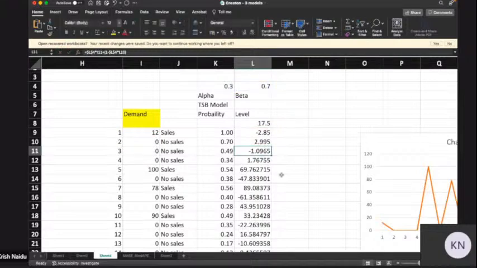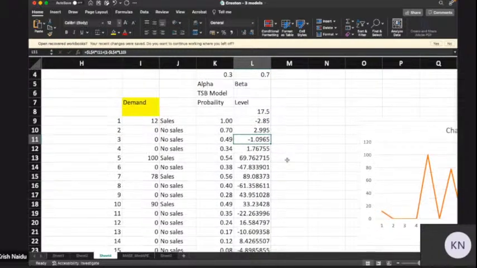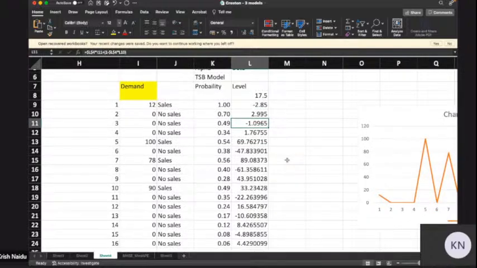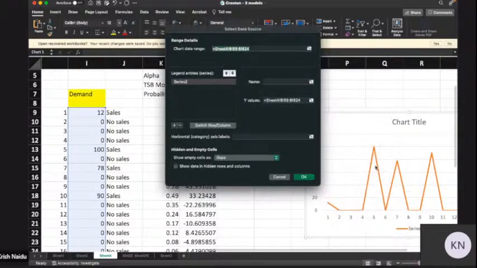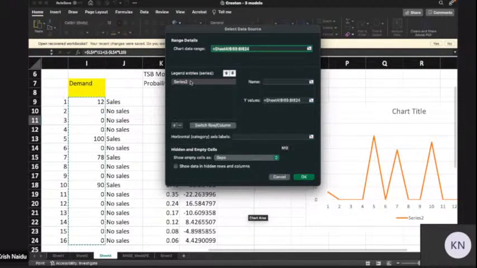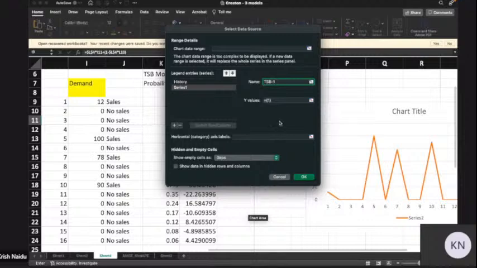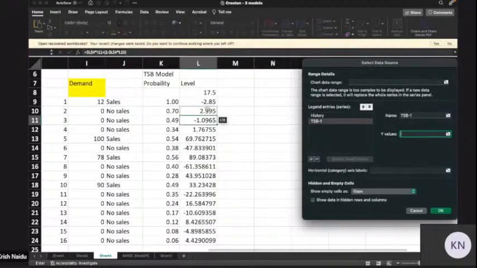So now we have a forecast. Let's map this one into this one. I'll name the first one as the history. Take the values of this and select this one.